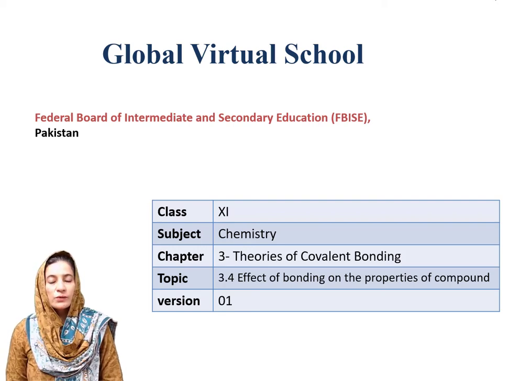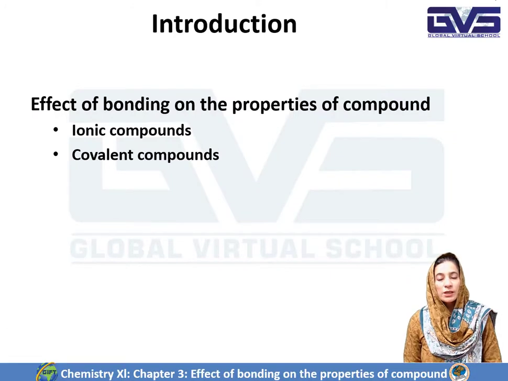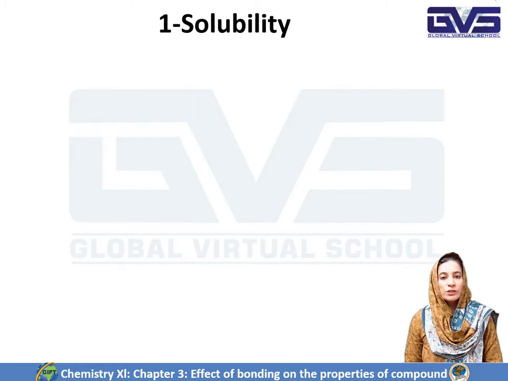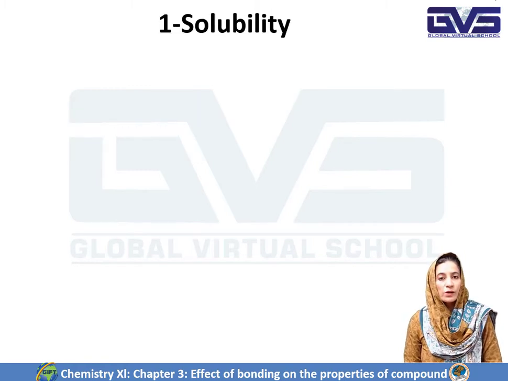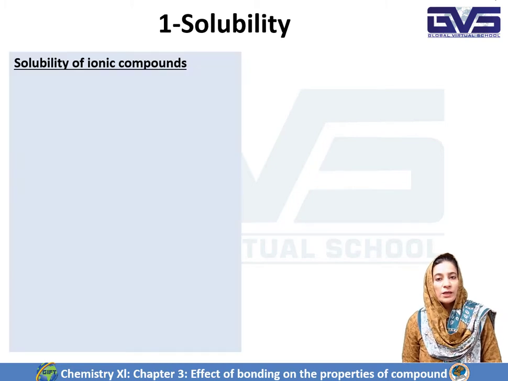I am Dr. Jalbano and the topic for today's discussion from chapter 3 is the effect of bonding on properties of the compounds. In this topic we will discuss the effect of bonding on ionic compounds and covalent compounds. We will discuss a comparison of the effect of bonding on properties of these two types of compounds, ionic compounds and covalent compounds.